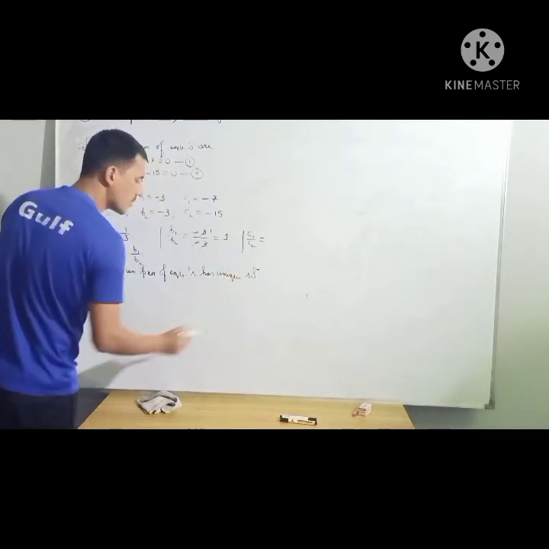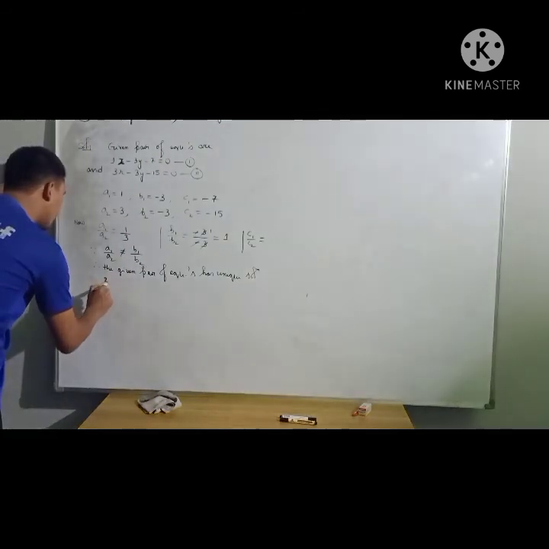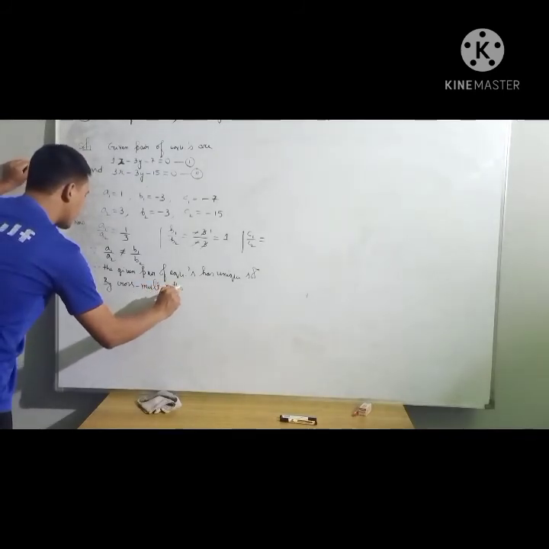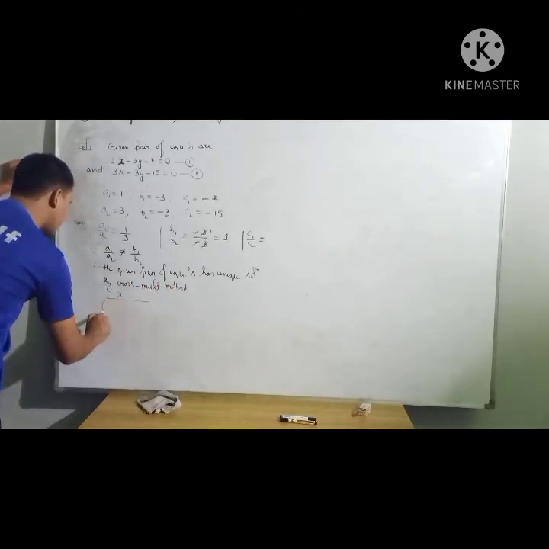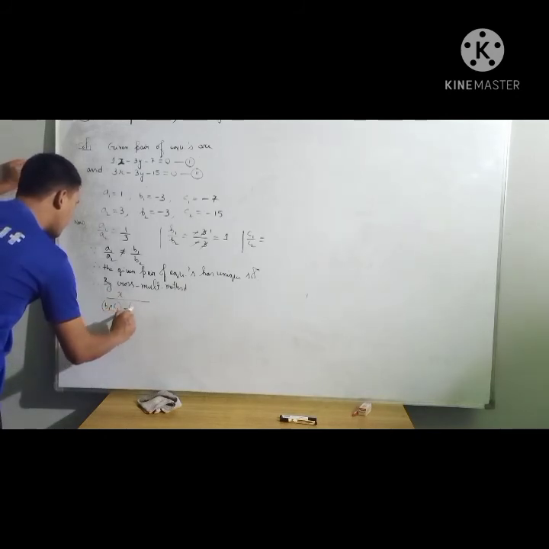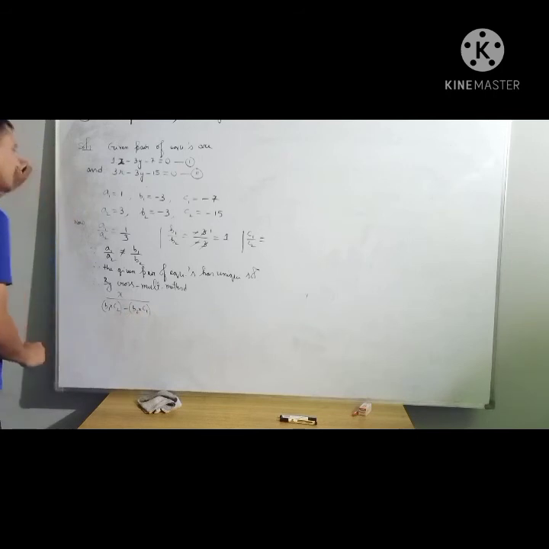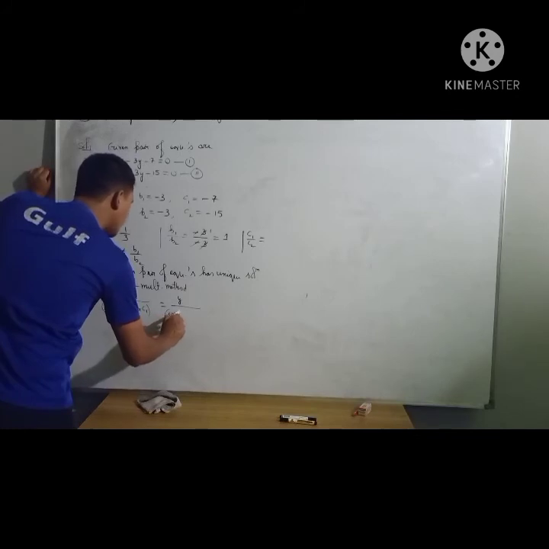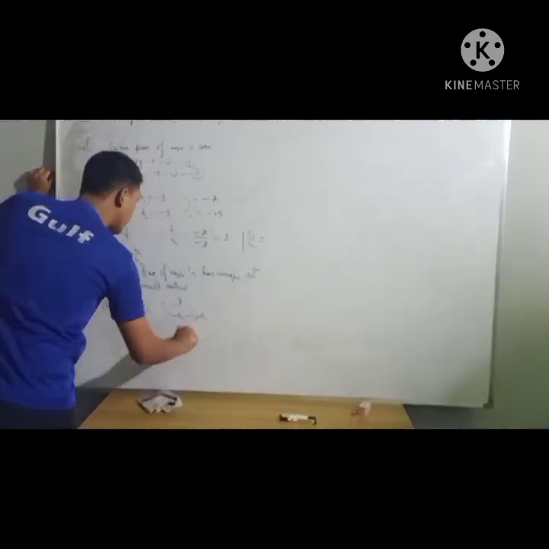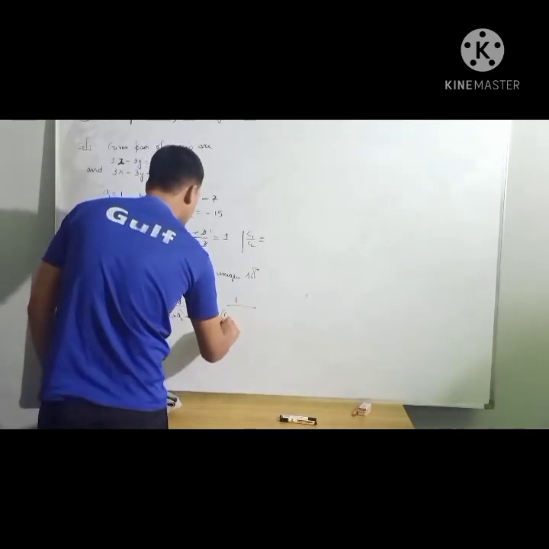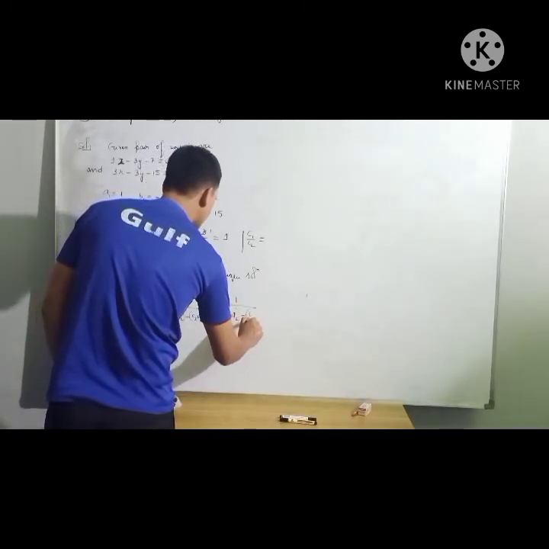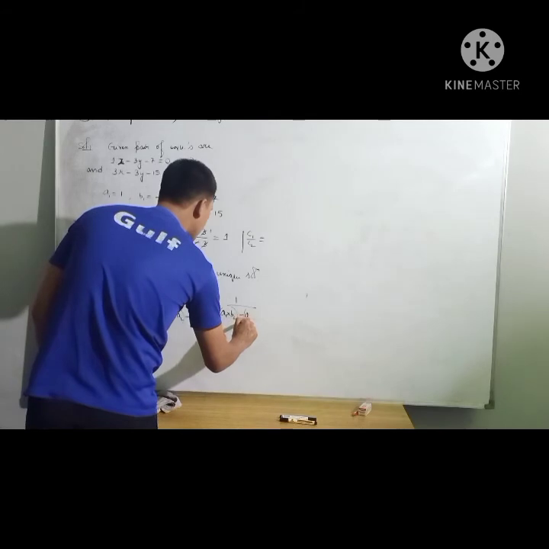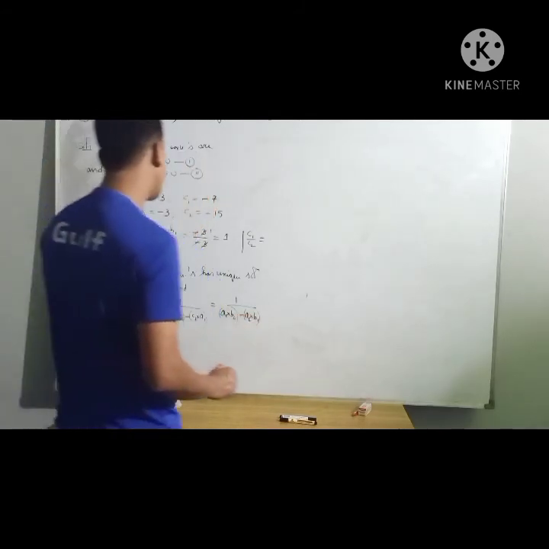So we can solve it using the cross multiplication method. Therefore, by cross multiplication method, we have x upon b1 times c2 minus b2 times c1 equals to y upon c1 times a2 minus c2 times a1 is equal to 1 upon a1 times b2 minus a2 times b1. So that's your cross multiplication method.